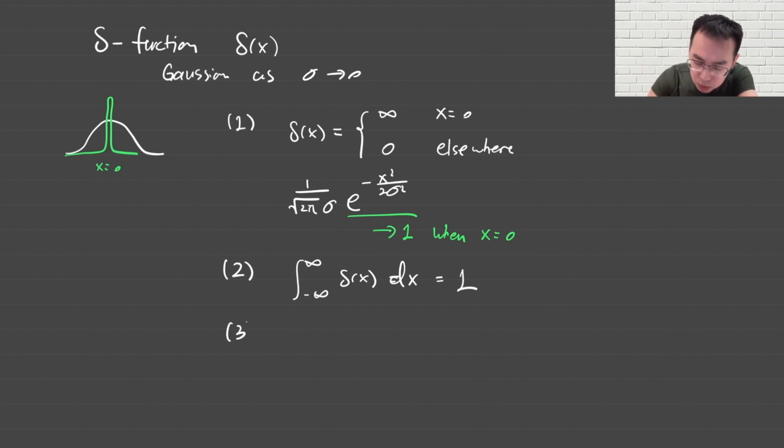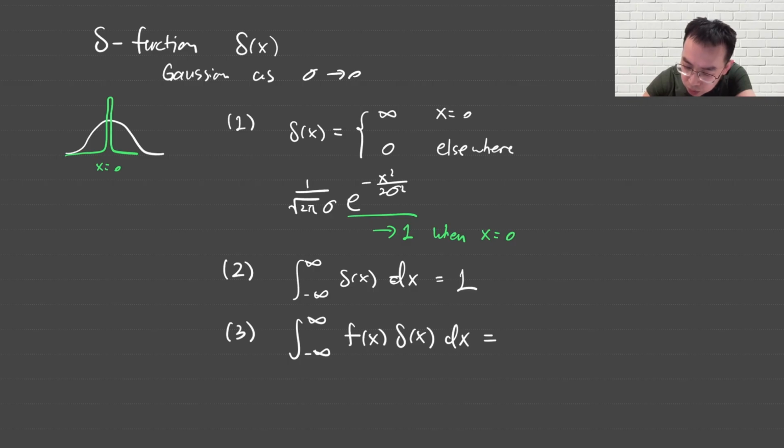The third property is very important, and it's actually the one we want to use to solve our smoothing spline: it can pick out a particular value of a function. So it goes like this: the integral of f of x times delta of x dx equals f of 0. When we do an integral of f of x times delta of x, that picks up the exact value of the function at 0.